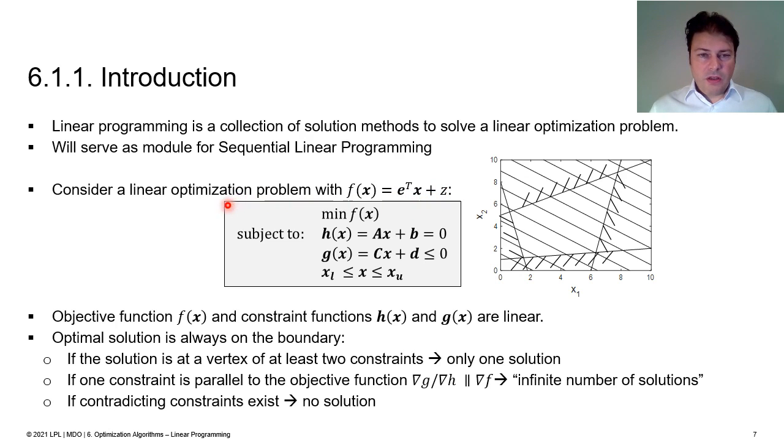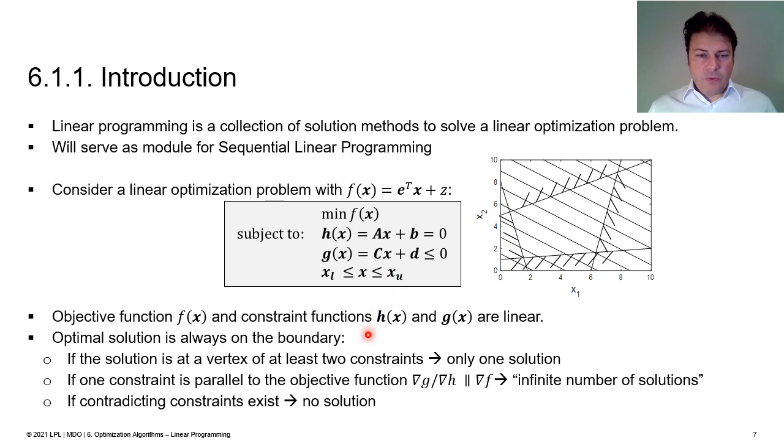And then we look at this optimization problem where we minimize the objective function with respect to its arguments, subject to an equality constraint using the equality constraint function h, which is also linear. So it's a matrix A times x plus b, and it is set to be 0. And an inequality constraint function, which is equal to a C matrix times x plus a vector d, which is supposed to be less or equal to 0, and with our bounds on the design space.